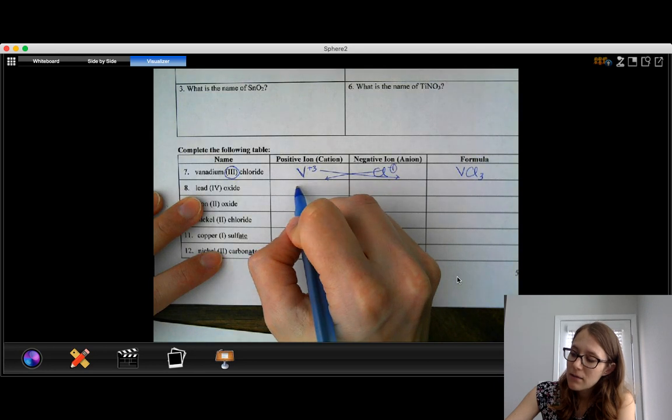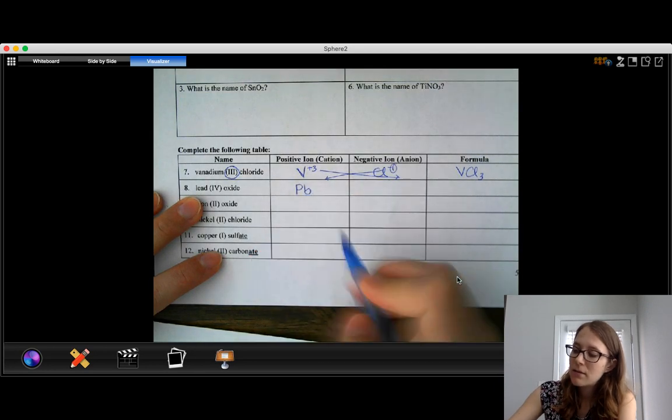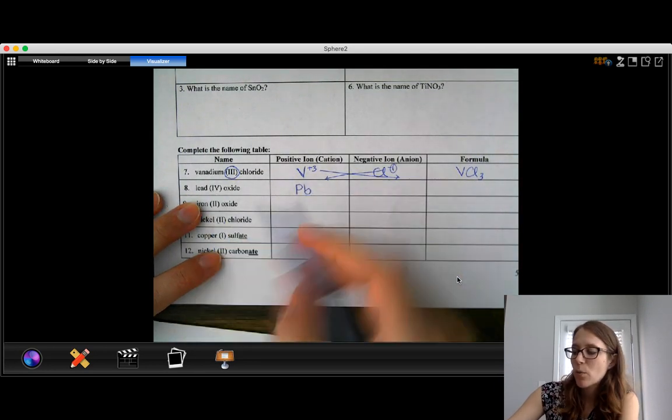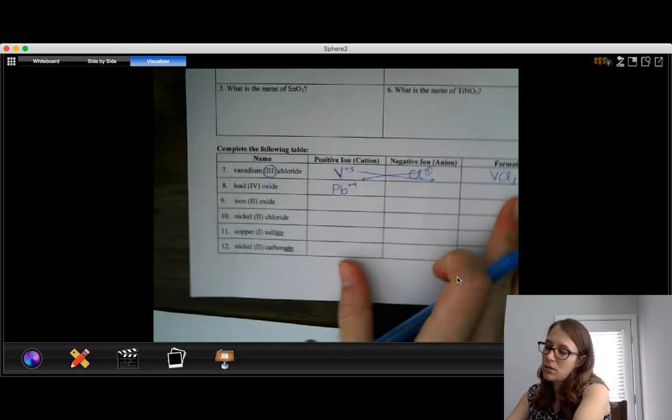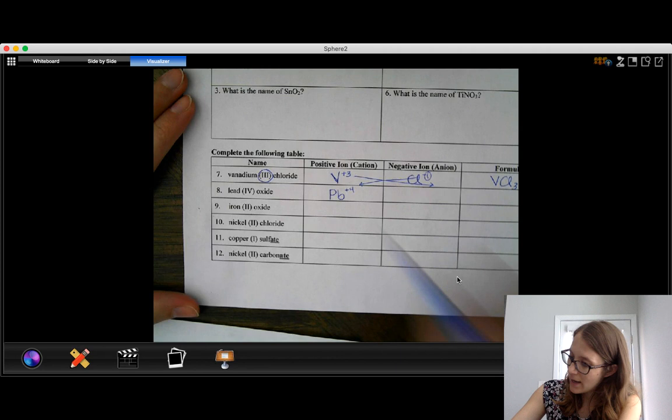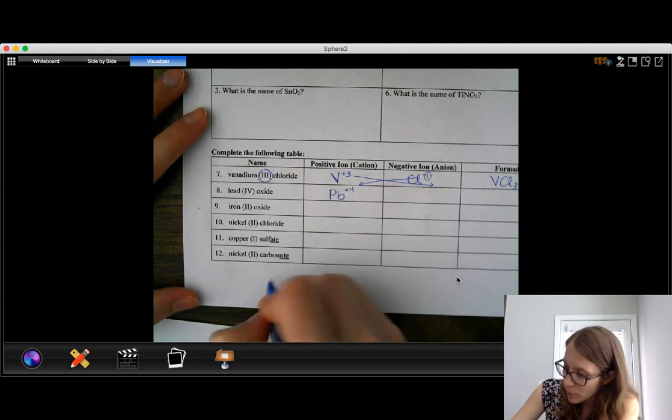Next up, lead. Lead is Pb. IV is the Roman numeral for 4. So this is lead with a charge of 4. Just going to go ahead and add my Roman numerals on here.